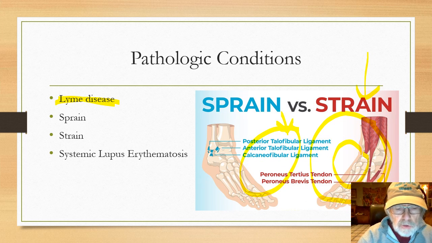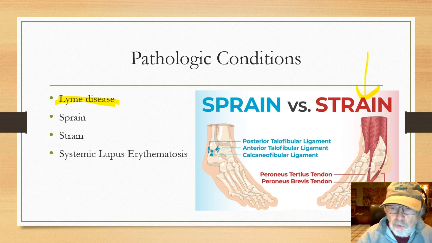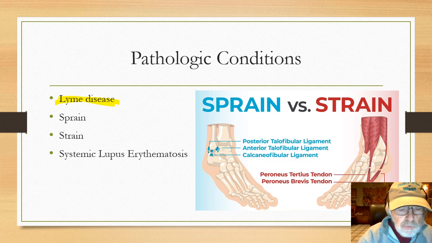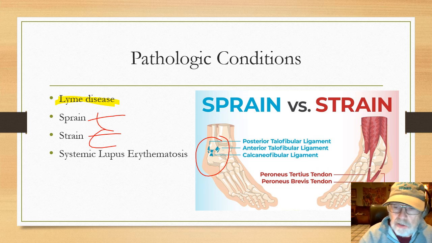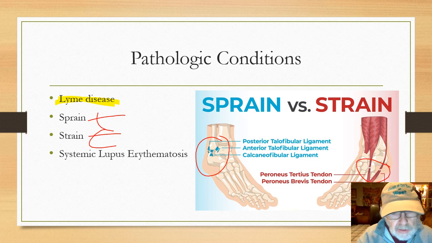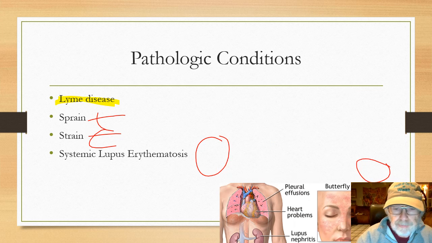Sprain versus strain. We talked a little about those words before. A sprain would be a situation where I have a ligament that's torn. So a sprain means a ligament's torn. Here you can see some of the lateral ankle ligaments that are torn. Strain means a tear or rip or stretching in the muscle and tendon. And that's the difference between sprain and strain.